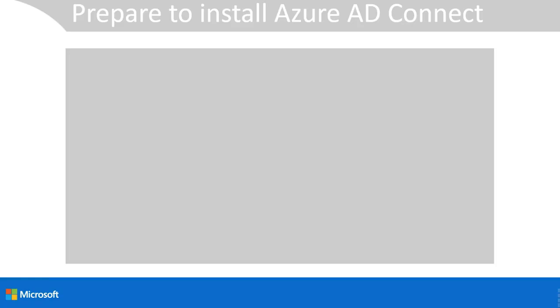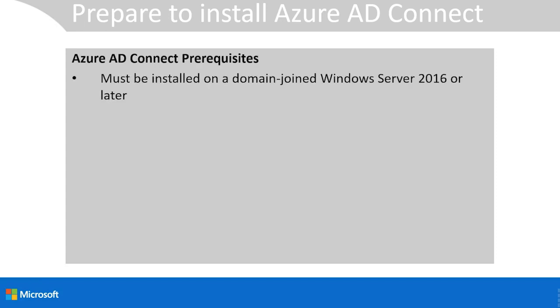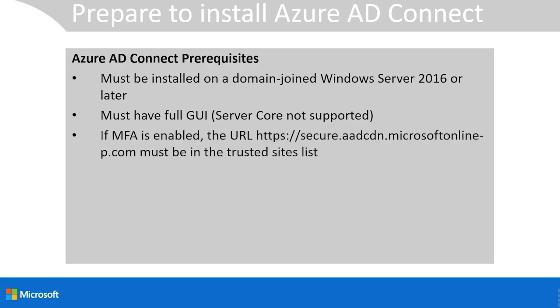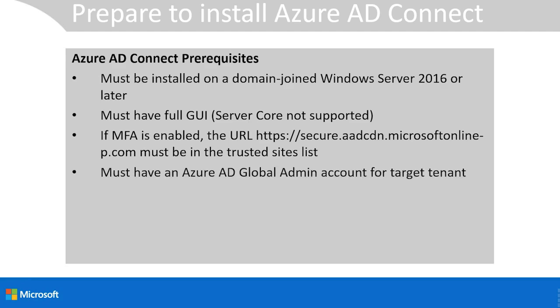If you plan to use Azure AD Connect for directory synchronization, you should start by verifying that your system meets the following prerequisites. You have to install AD Connect on a domain-joined Windows server, version 2016 or later. The server has to have a full GUI. Server core is not supported. If multi-factor authentication is enabled, the URL you see on the slide has to be in your trusted sites list. You have to log in as an account that is an Azure AD Global Admin for the target tenant.